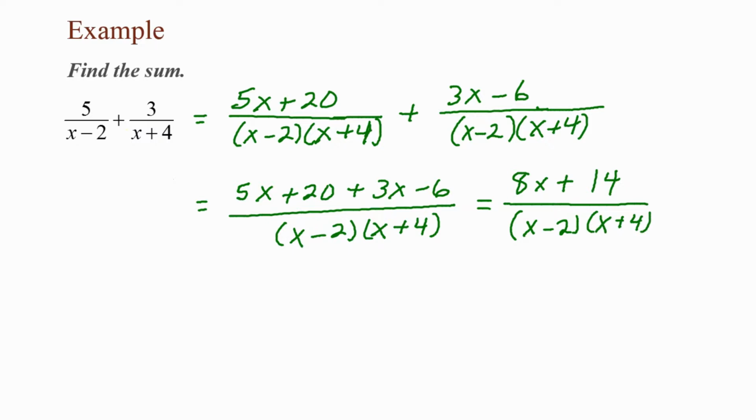8 and 14 do have a greatest common factor of 2. So if I factor out a 2, that would leave me with 4x plus 7, bringing over my denominator. I cannot cancel 4x plus 7 with the x minus 2 or the x plus 4, so there is really no reason to factor. So that means that my final answer is 8x plus 14 divided by x minus 2 times x plus 4.